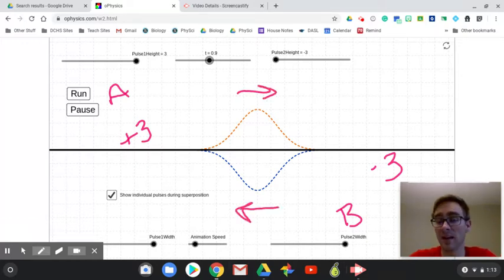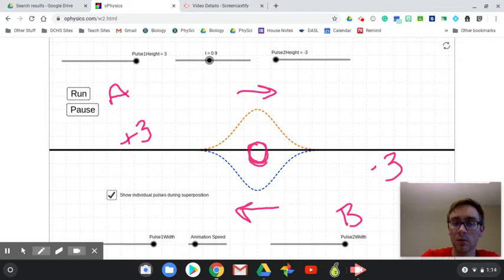The waves are going to pass through each other because waves are just transferring energy. Energy doesn't have matter. They don't bounce off each other. Waves pass through one another. But in this case, the moment that they meet, our amplitude is 0. And if amplitude determines loudness, a 0 amplitude means 0 sound.